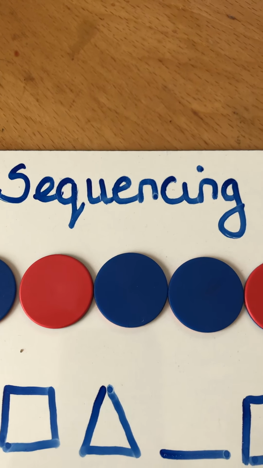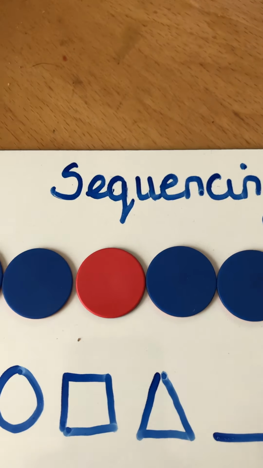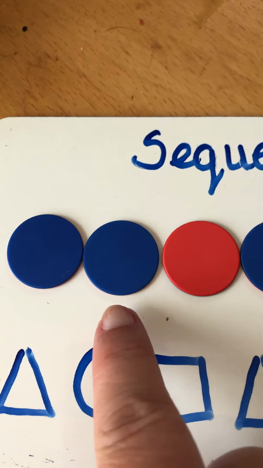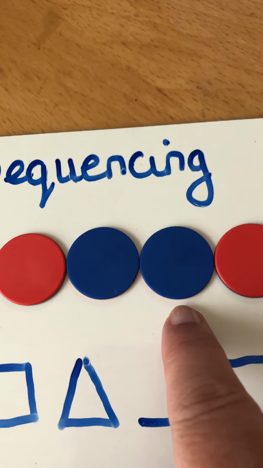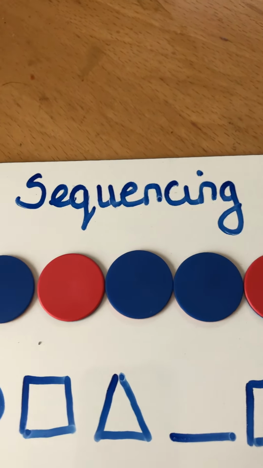Hello, today in maths we're looking at sequencing. Let's start with this one here. We've got two blue counters and a red counter. Two blue counters and a red counter. What do you think comes next?